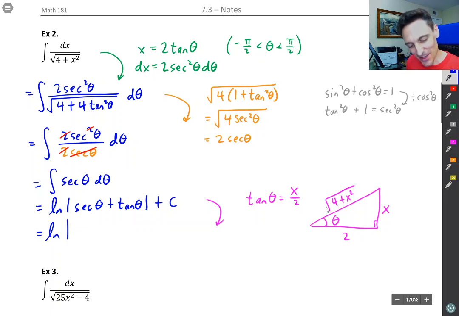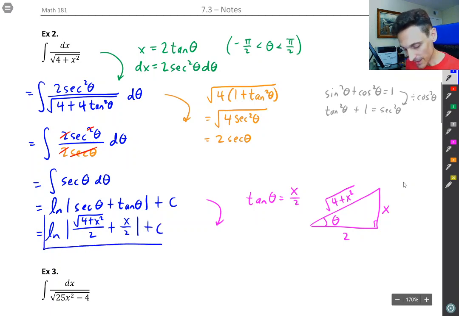So then here it's going to be the square root of 4 plus x squared over 2, hypotenuse over adjacent. Then we have tangent, which will be x over 2. Tangent theta is x over 2 plus c. Okay, and you can leave your answer like that if you want. We'll just box that.